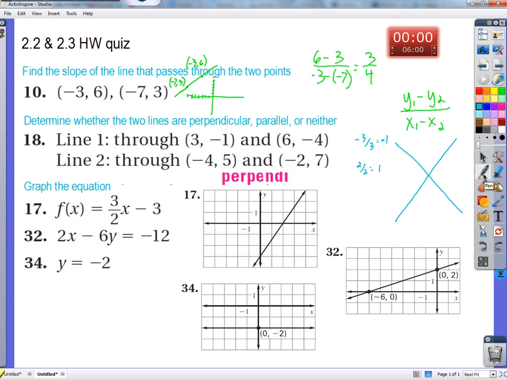So here's 17, and what strategy are we going to use for 17 to graph it? Yeah, Jessica? You start at the intercept and then go. Which intercept? The y intercept. Start at the y intercept of -3, 1, 2, 3, right there.